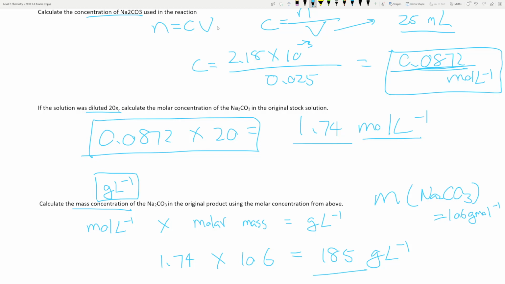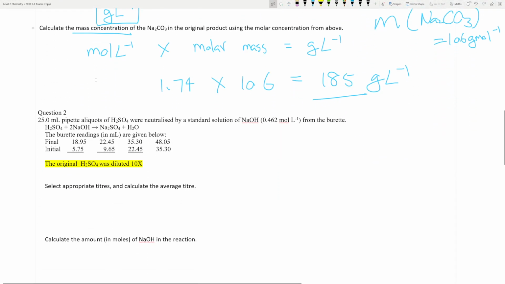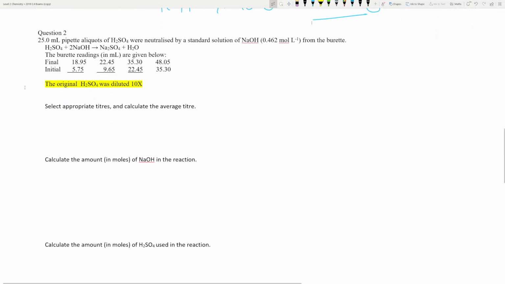Okay, now make sure you actually round that number correctly. This is 3 significant figures. If you wrote it as, say, I think the answer was 184.7 or something, then that's wrong, because that's not rounded to 3 significant figures. So you need to get into the habit of writing 3 SF. It's just a general rule that we have with rounding, 3 significant figures, unless it is the titer, which we use 2 dp, because the measurements of the burette measures 2 dp.